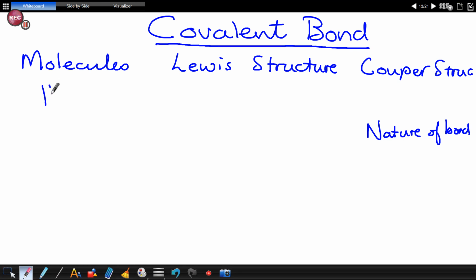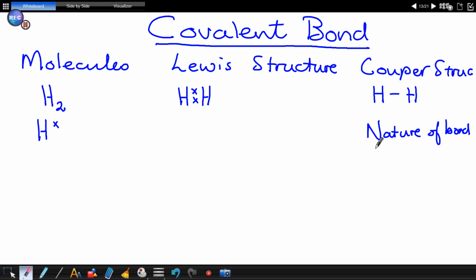I'll keep it simple. Hydrogen is a diatomic molecule. Hydrogen has one valence electron that it will share with another hydrogen atom's one valence electron. So these two atoms have a single bond between them.